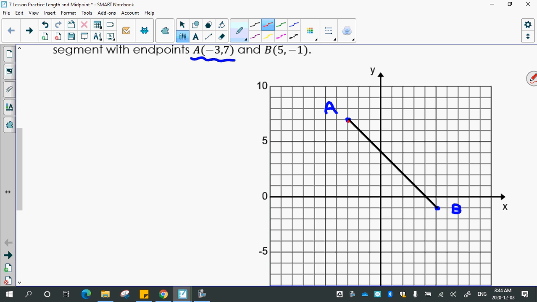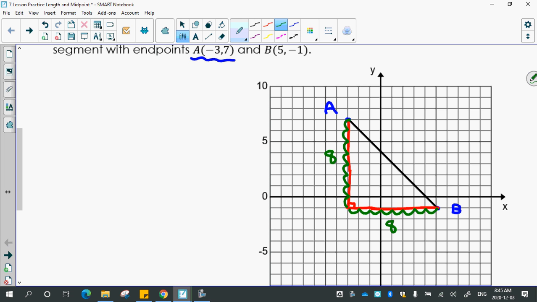So what you want to do is make a right triangle. So go down and across until you meet. And then you know there's a right angle here because you went horizontally and vertically. And you can actually just count. So you've got 1, 2, 3, 4, 5, 6, 7, 8 on that side. And then you've got 1, 2, 3, 4, 5, 6, 7, 8 also on this side.